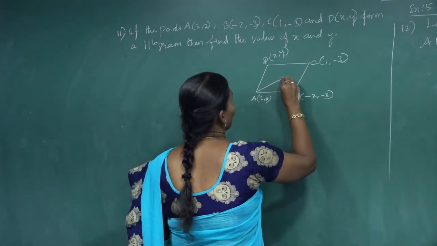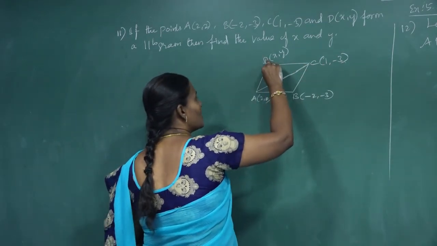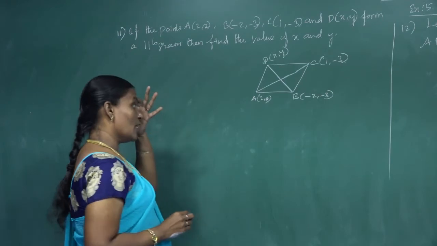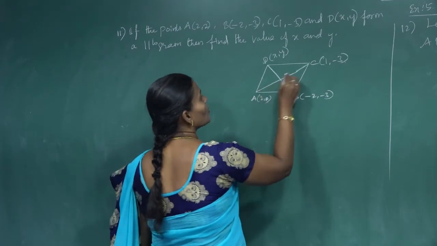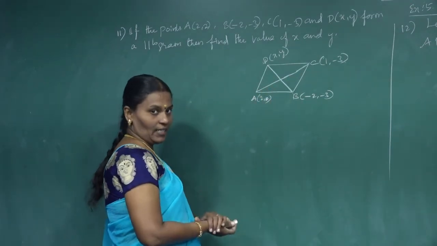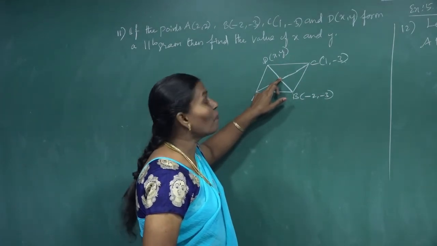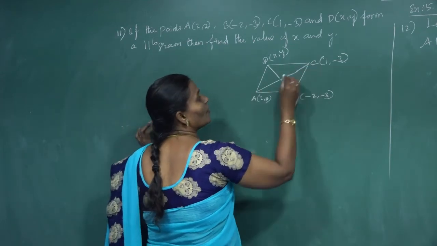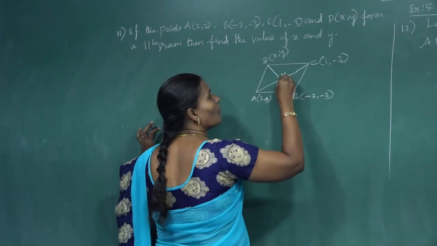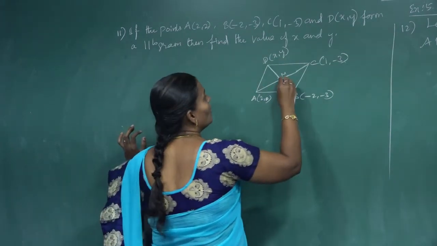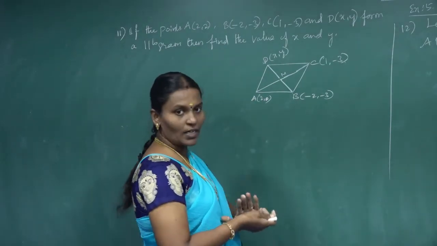So now what is the second property for the parallelogram? The diagonals bisect each other. Here which are diagonals? AC and BD are diagonals. So these two diagonals bisect each other. That means these two diagonals intersect at the midpoint. So this point is the midpoint of AC and the midpoint of DB also. So both the midpoints are the same.